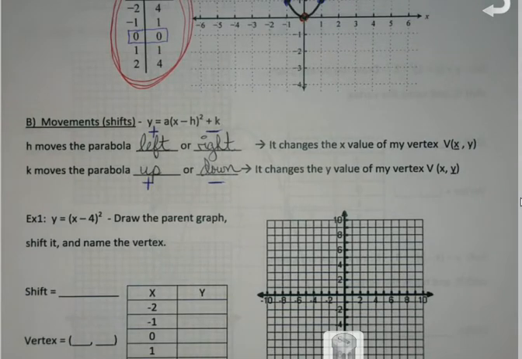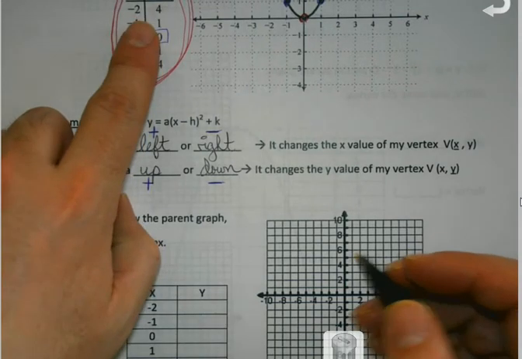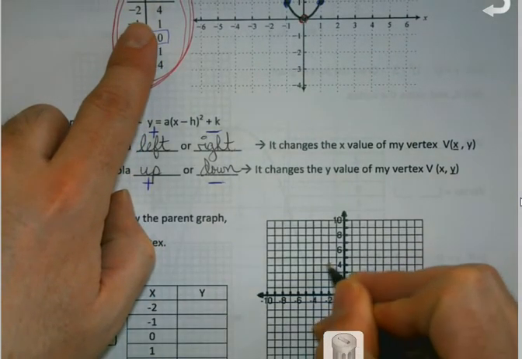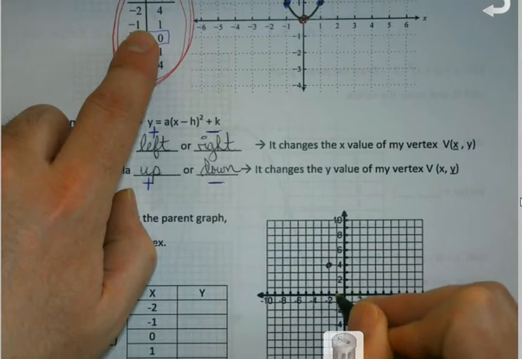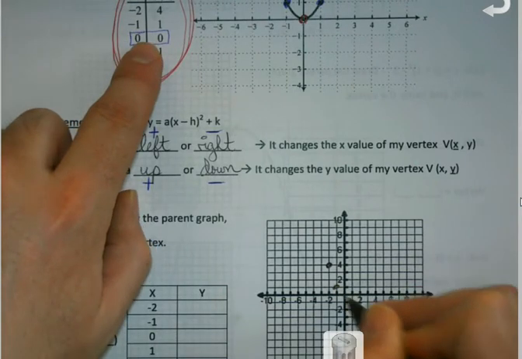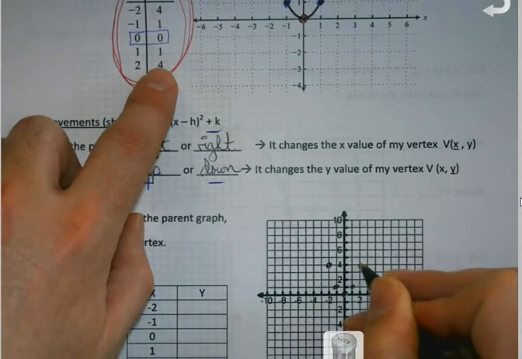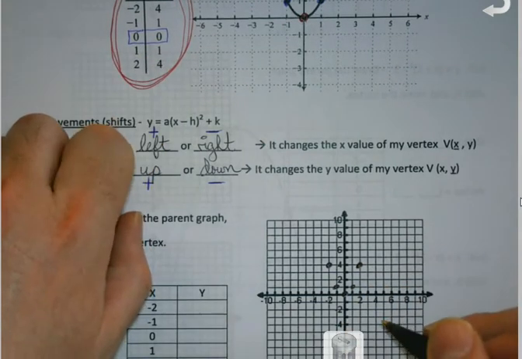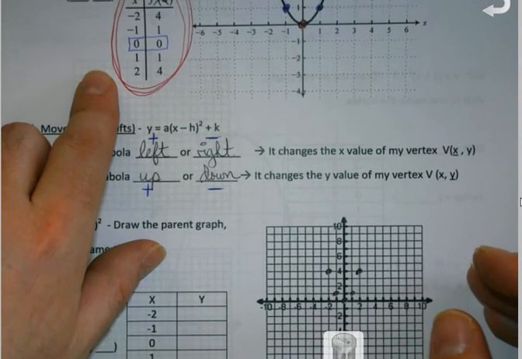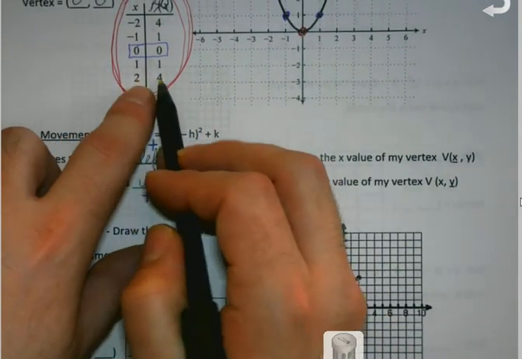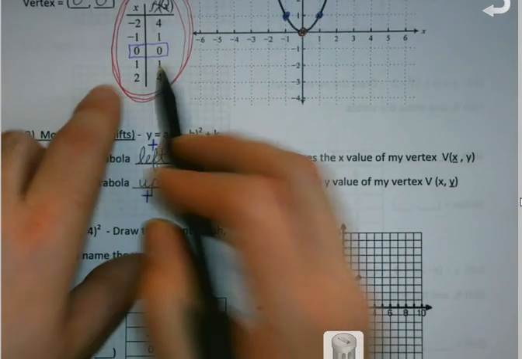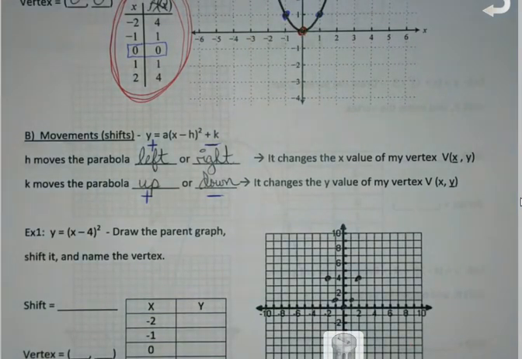So when I do my parent graph, I'm just going to do that in regular. I'm just going to do the dots for it. So I'm going to take these points and I'm going to plot them again. So negative 2, 4, negative 1, 1, 0, 0, 1, 1, and 2, 4. Now, if you didn't notice before, these are all just my x values, numbers that I squared. 2 squared is 4. 0 squared is 0. 1 squared is 1. I always want to have at least 3 and preferably 5 points to work with. Now notice I'm not connecting them.